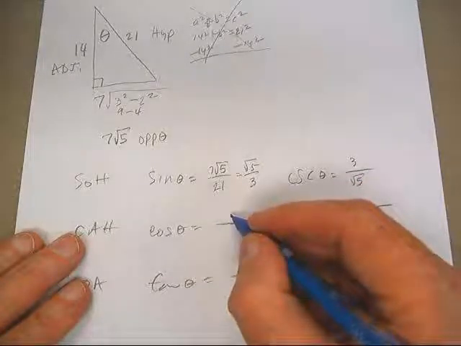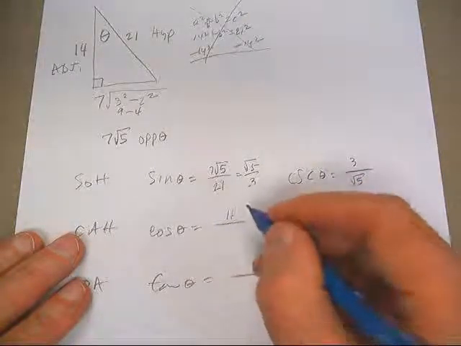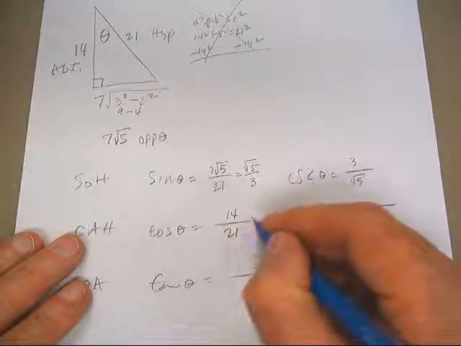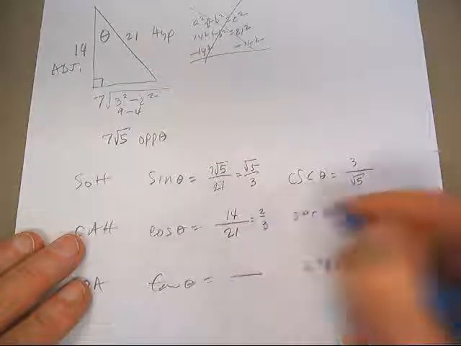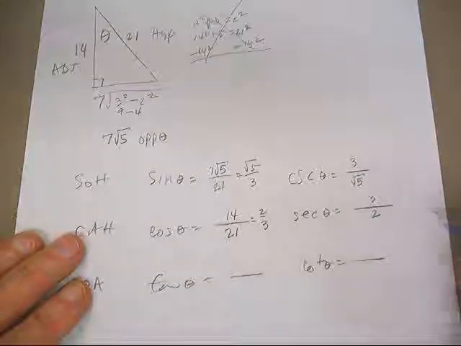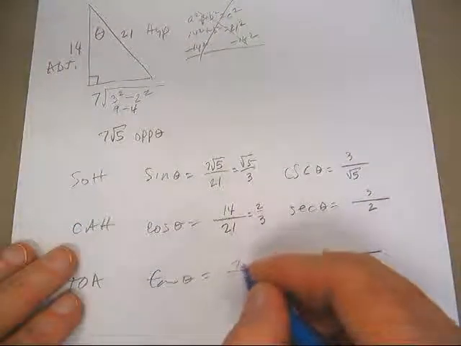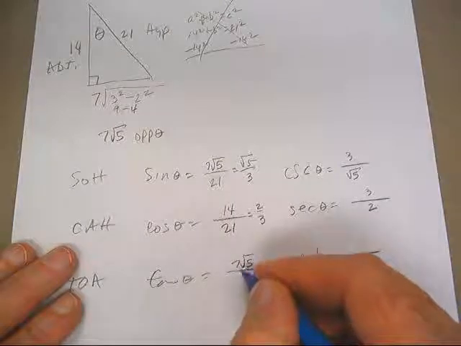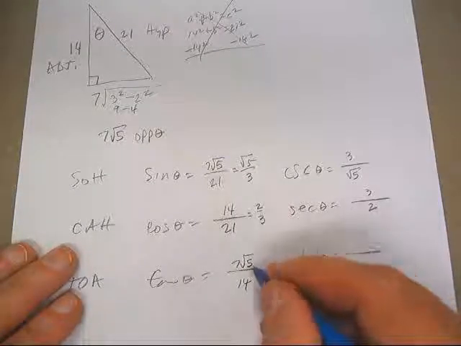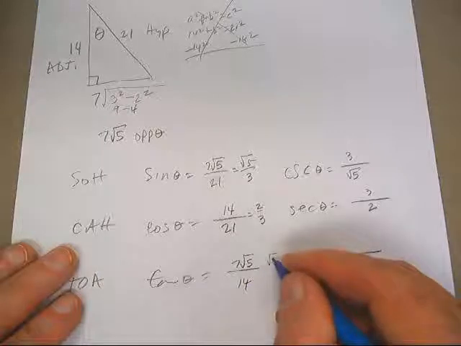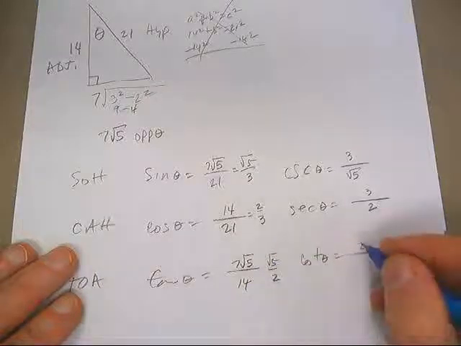Come to cosine, adjacent over hypotenuse. Divide them both by 7. Flip it. Opposite for tangent over adjacent, which is 14. 7 goes into 14 twice. Flip it.